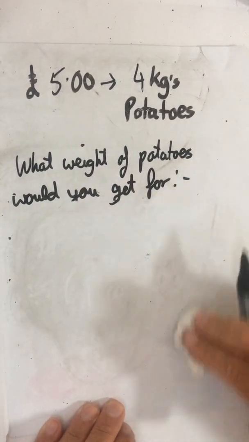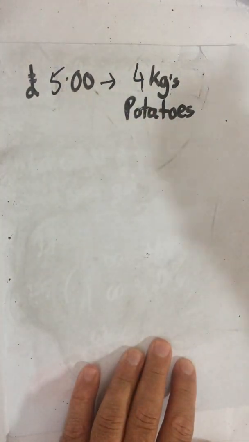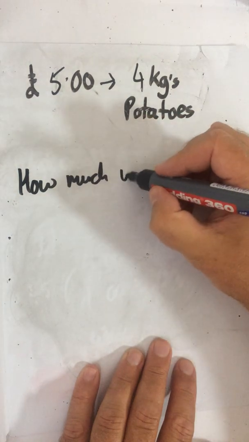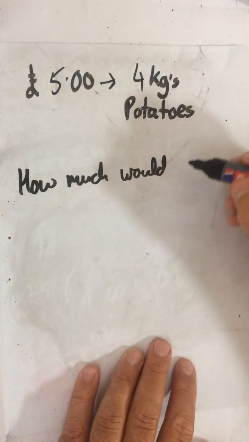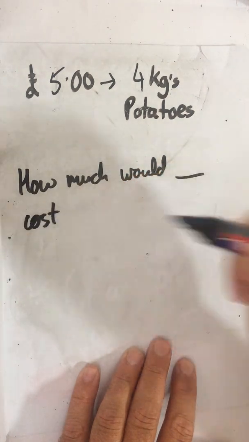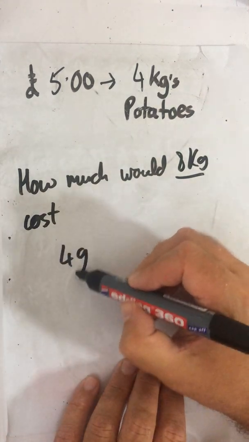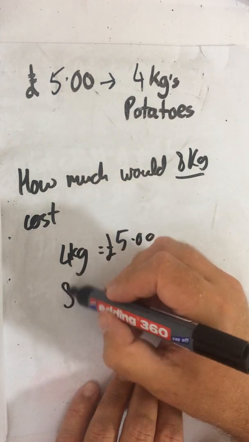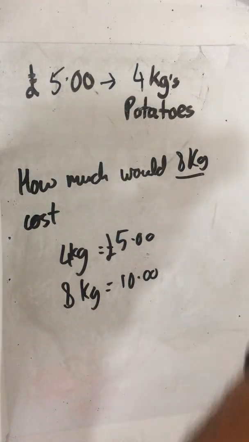Right, you can swap around the other way. So we could be asked how much would however many kilograms cost. So the first one, how much would 8 kilograms cost? Well, we know that 4 kilograms equals £5. So we're just going to do 8 kilograms in proportion equals £10. Pretty straightforward there.